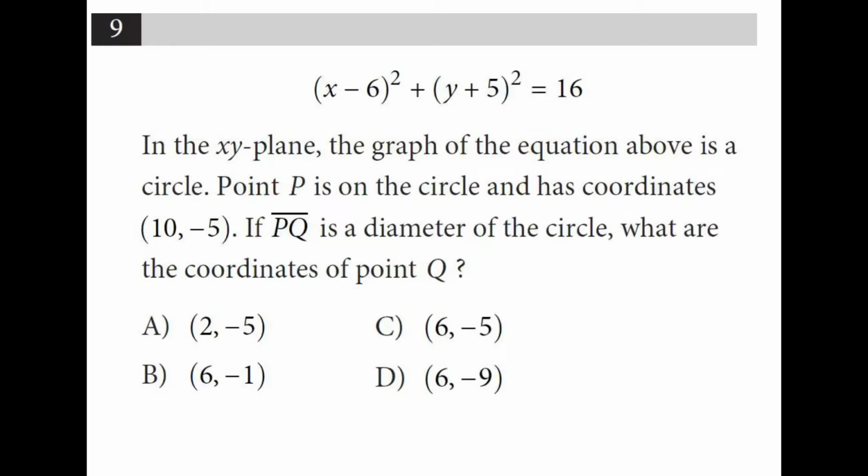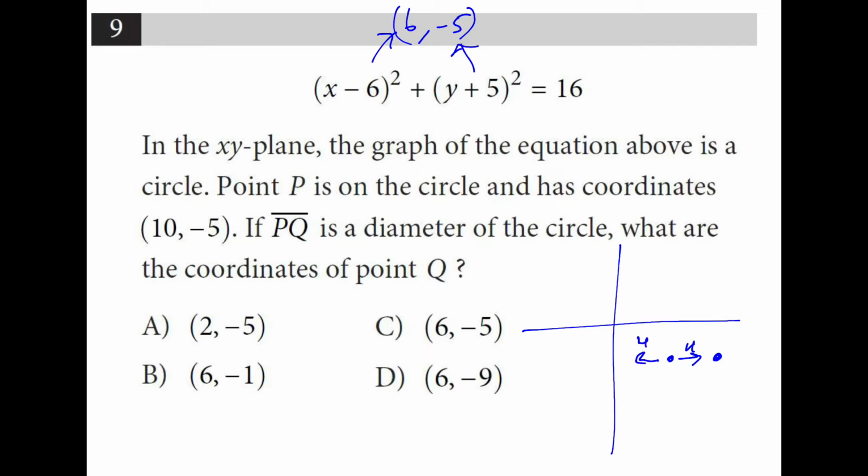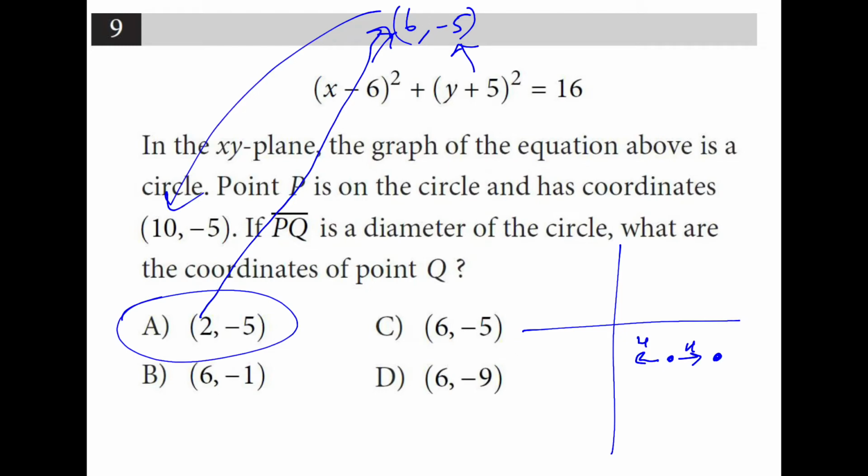So point P is on this circle. I know that the center is 6, -5. So I take the opposite of each of these. So here is 6, -5, and 10, -5 is over here. And notice that has a distance of 4. So if I want to complete a diameter, I'm going to have to go 4 this way. That's going to be at 2, -5. So you go from 2 plus 4 to 6, plus 4 to 10, the diameter is 8. That's because r squared is equal to 16, so the radius has to be 4.